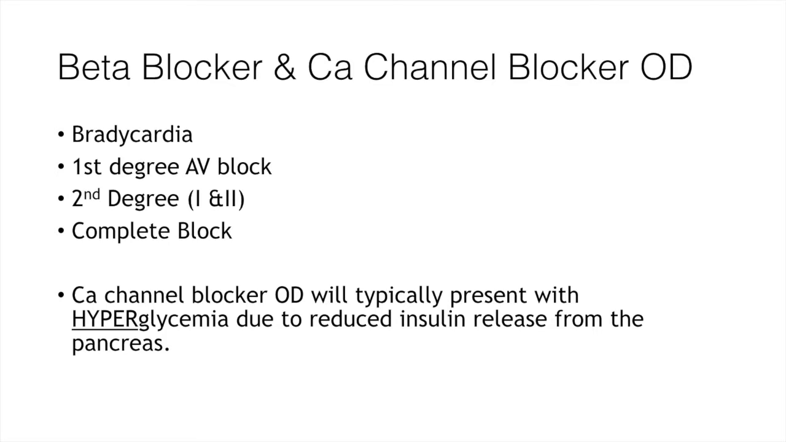So I start to get AV nodal delay, and I start to get slow communication, right? So bradycardia, first degree block, second degree 1 and 2, complete block, right? How do I distinguish the two? Remember, there's a relationship between calcium and insulin. Calcium channel blocker overdose typically presents with hyperglycemia because of reduced insulin release from the pancreas.